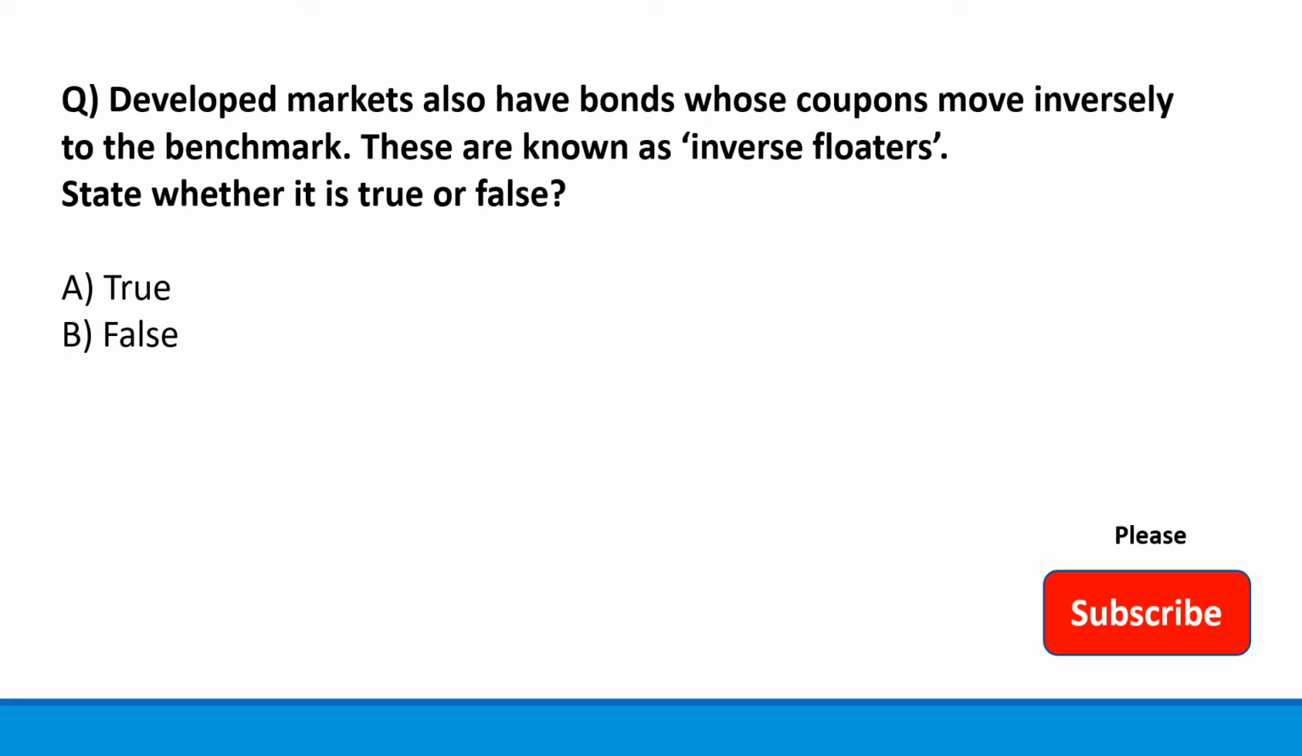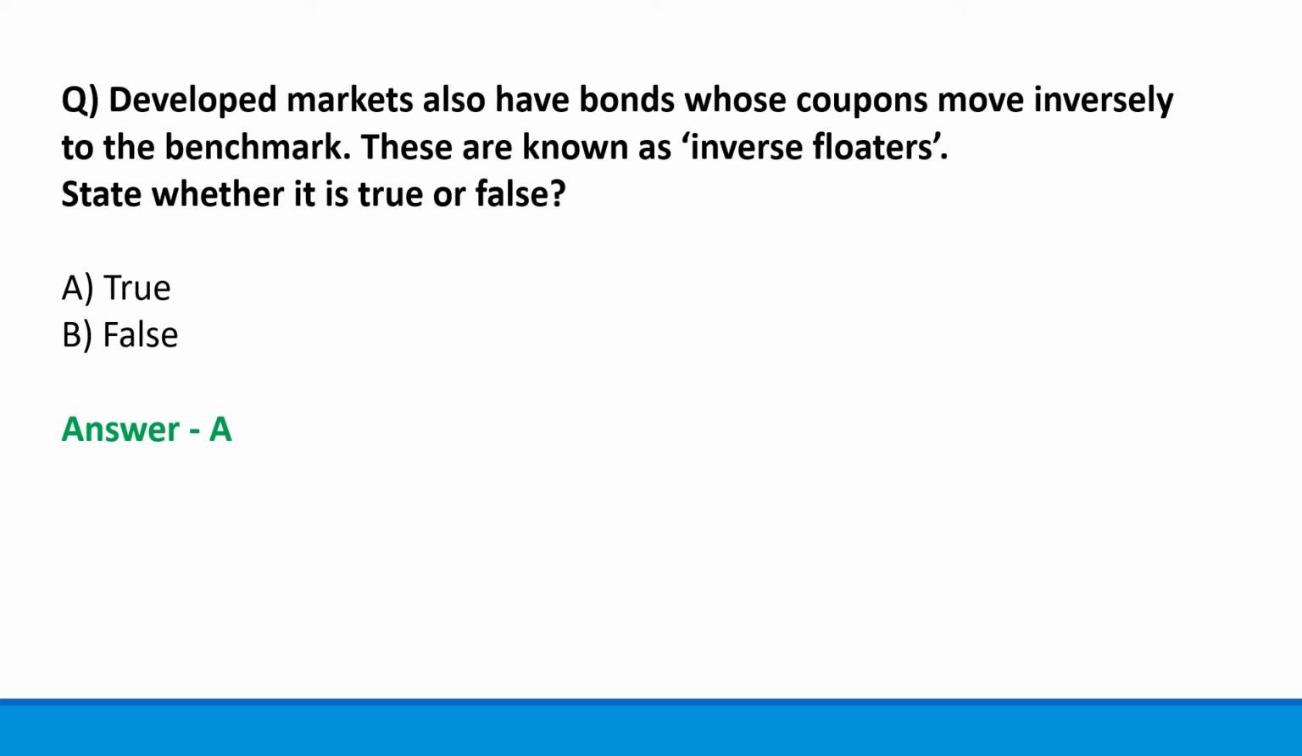Developed markets also have bonds whose coupons move inversely to the benchmark. These are known as inverse floaters. State whether it is true or false. The correct answer is option A, true.